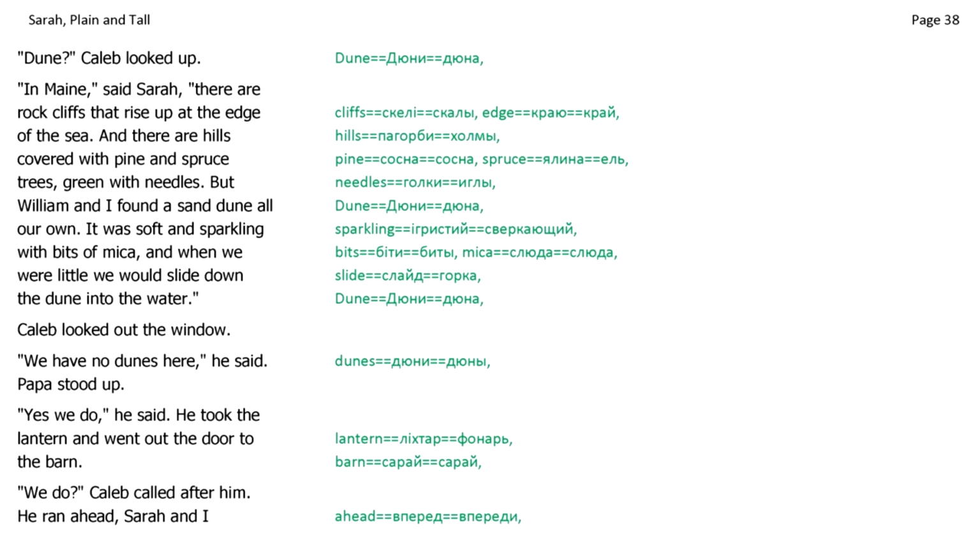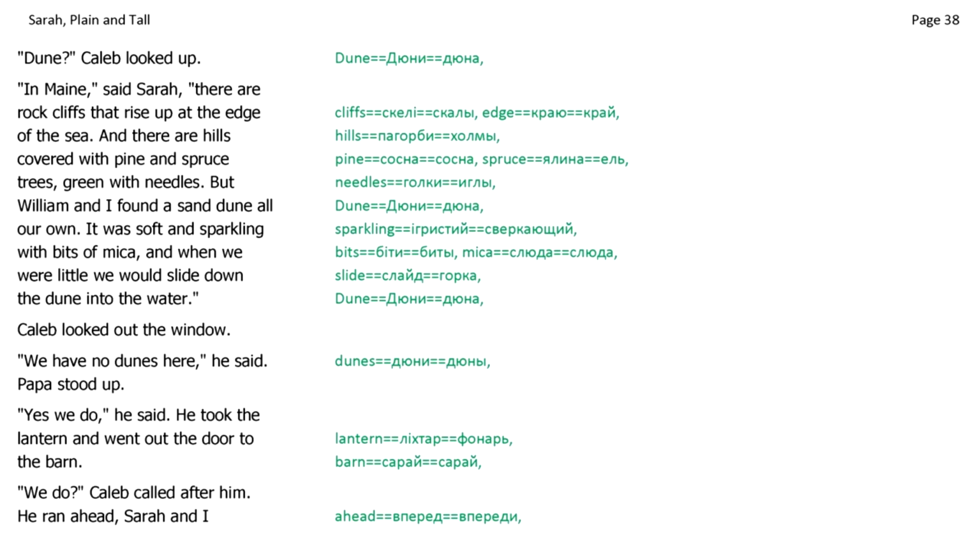"Dune?" Caleb looked up. "In Maine," said Sara, "there are rock cliffs that rise up at the edge of the sea, and there are hills covered with pine and spruce trees, green with needles. But William and I found a sand dune all of our own. It was soft and sparkling with bits of mica, and when we were little, we would slide down the dune into the water." Caleb looked out the window. "We have no dunes here," he said.